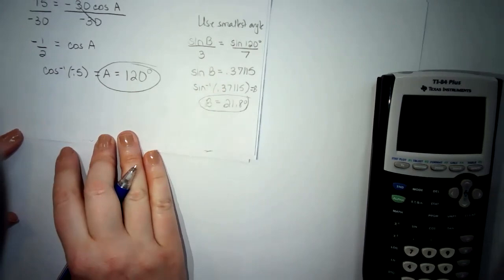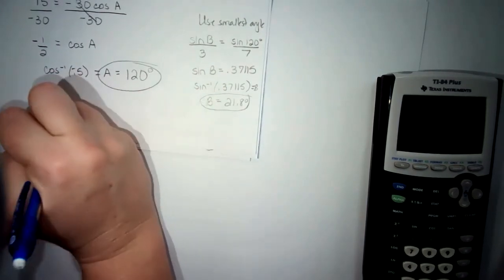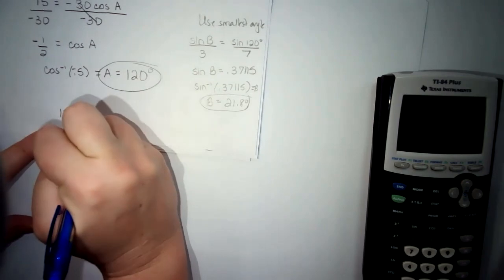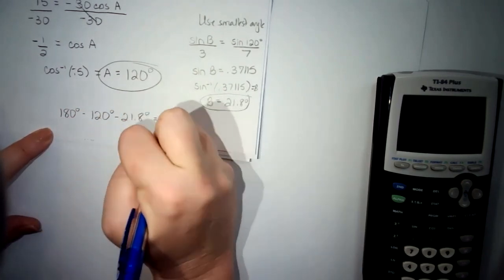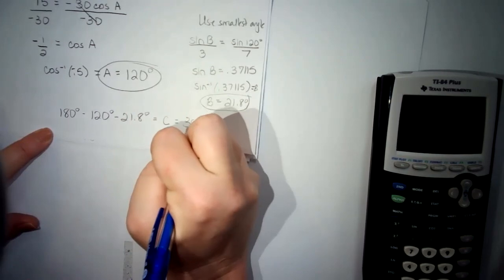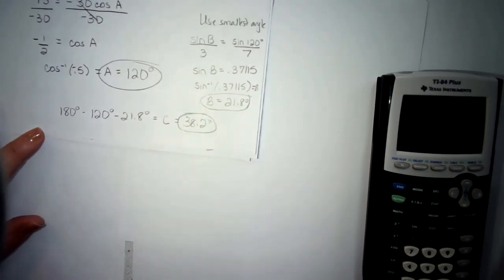All right, I just have one angle left. How am I going to find my very last angle? 180. Bless you. And that would be angle C, which is going to be 38.2. And as I expected, he's the middle angle. He's between the two.